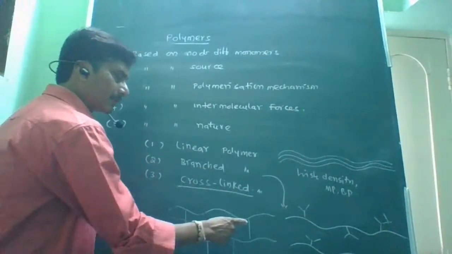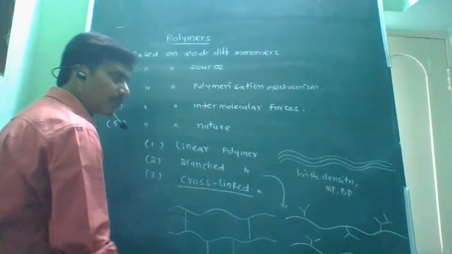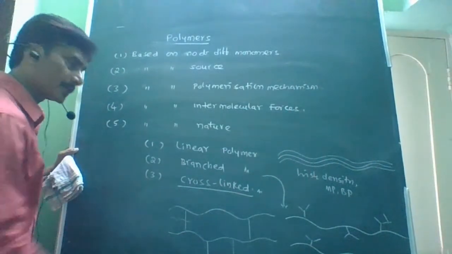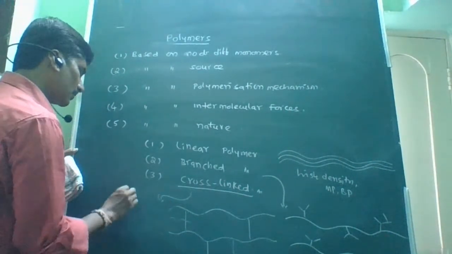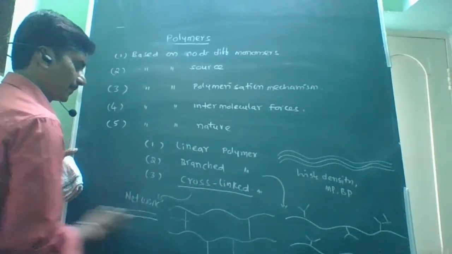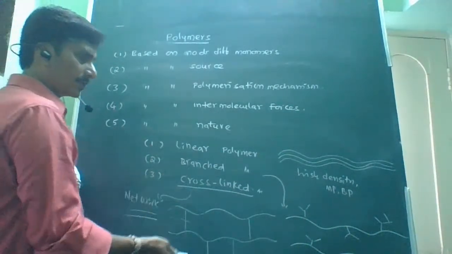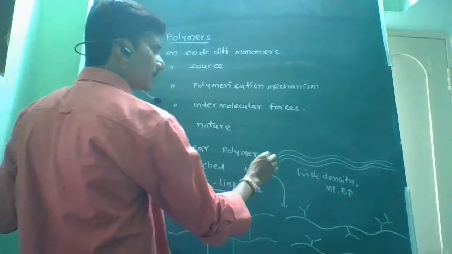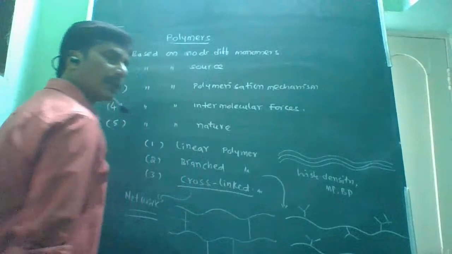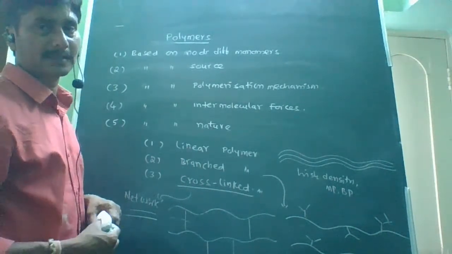Cross links. Some of the cross links present among of the monomer units to form as the three-dimensional network. These cross-linked polymers are also called as the network polymers. Another way they may be also indicated as one-dimensional polymers, two-dimensional polymers, and these are come under the three-dimensional polymers.